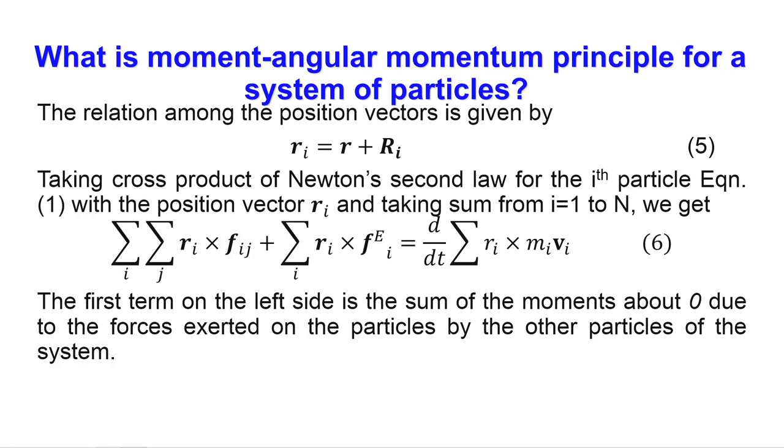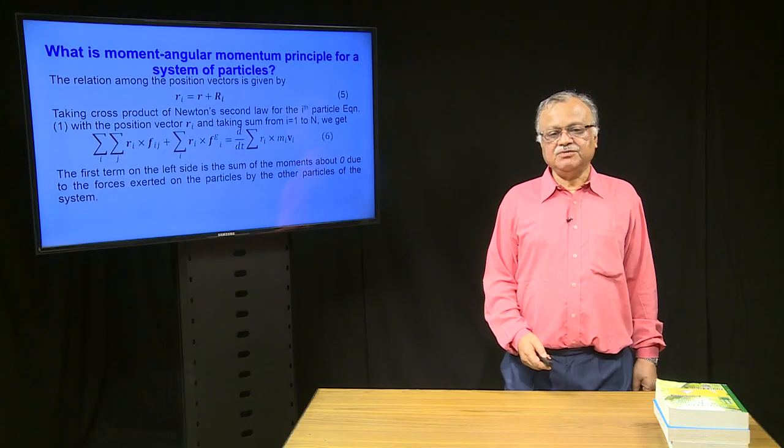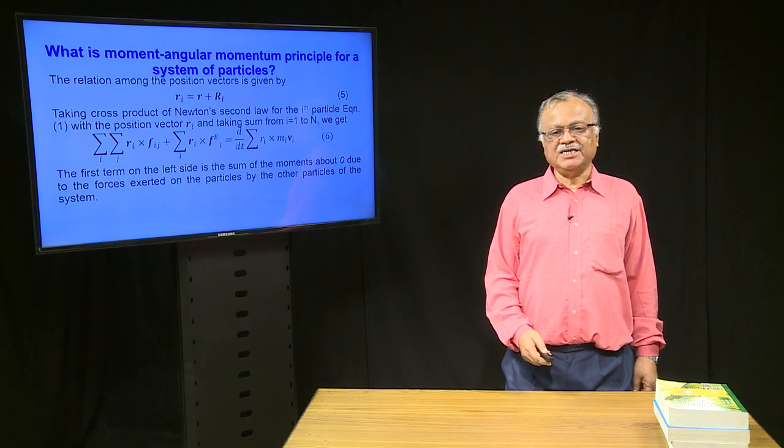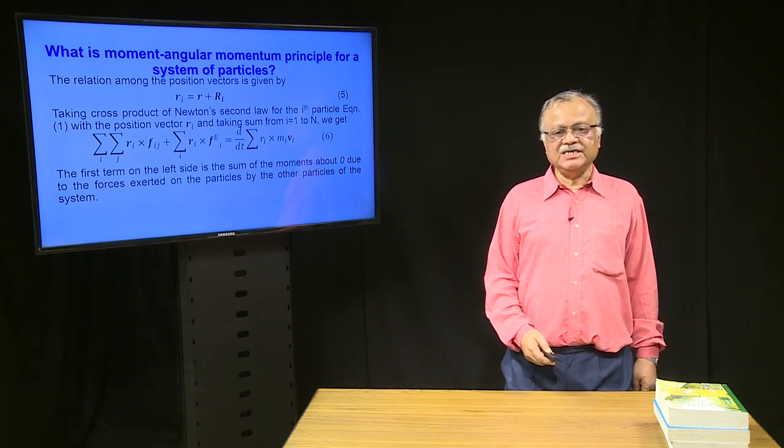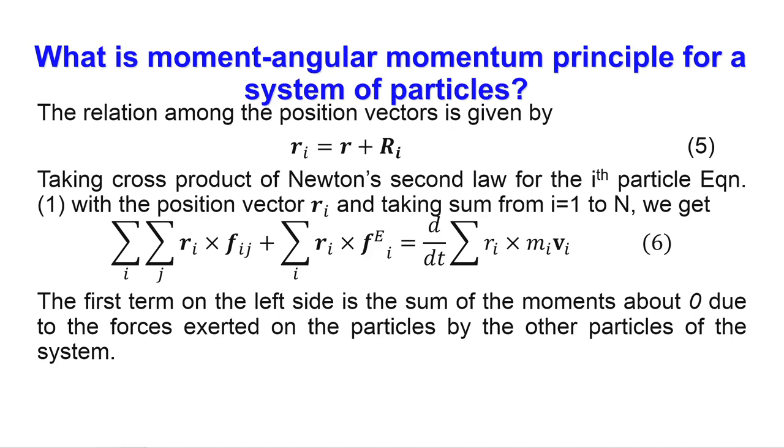Now, Newton's law, whatever equation we have written, can be multiplied by a cross product with r_i on both sides. If we take the cross product of Newton's equation by r_i and take the sum for these n particles, then we get equation 6.